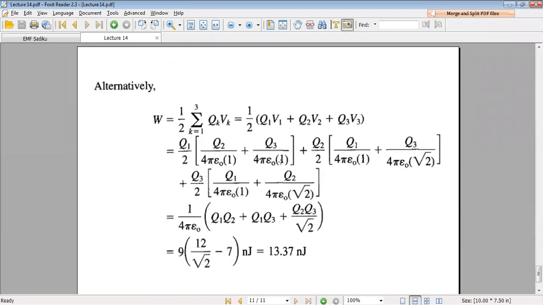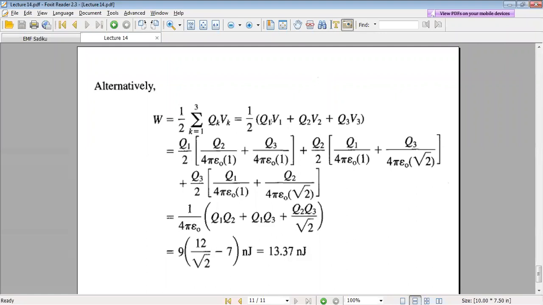And coming to the second one, here you can directly substitute 1 by 2 sigma k equal to 1 to 3 of Qk Vk. In the equations, zero is not possible for the index; you have to use a minimum of one. So k equal to 1 to 3: 1 by 2 of Q1 V1 plus Q2 V2 plus Q3 V3. So simply, you apply 1 by 2 in each equation.